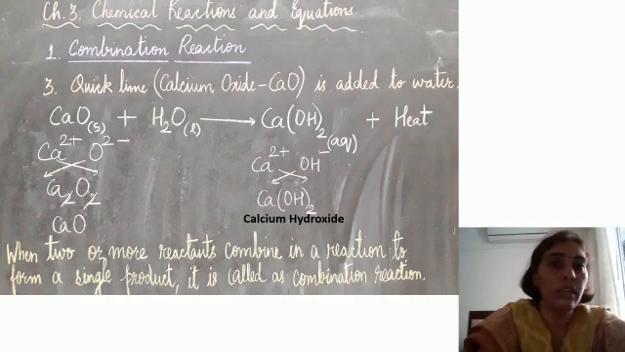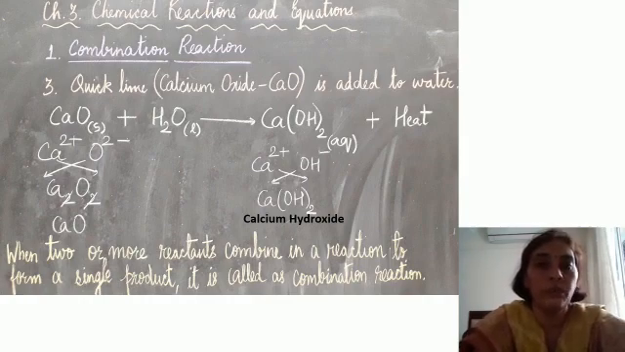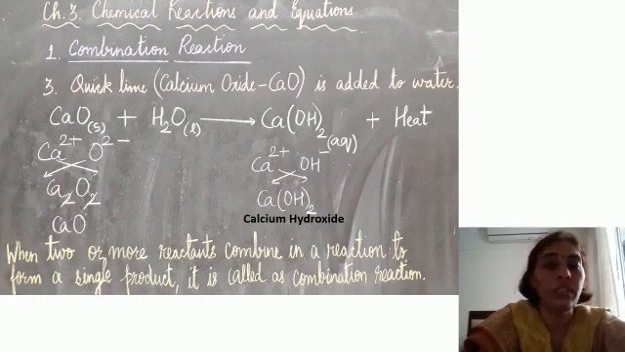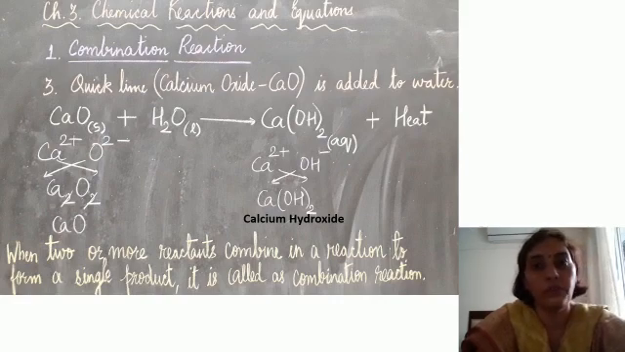Calcium oxide, that is CaO, calcium and oxygen both have valency 2, and when it cancels, you get the formula CaO. Water we already know, and calcium hydroxide, that is Ca(OH)2, because calcium's valency is 2 and hydroxide group has valency -1. So when you cross it, you get Ca(OH)2. You can use the ion table for making the formulas. So this is what the three examples are for combination reaction.